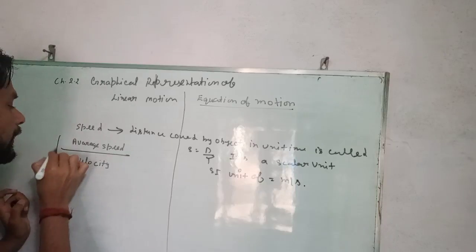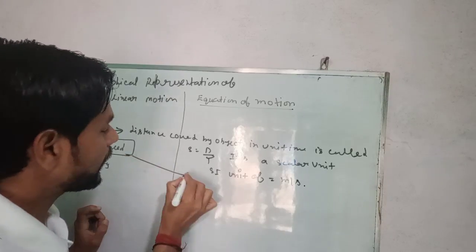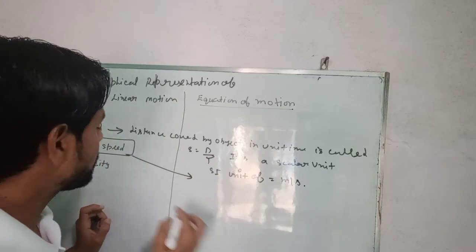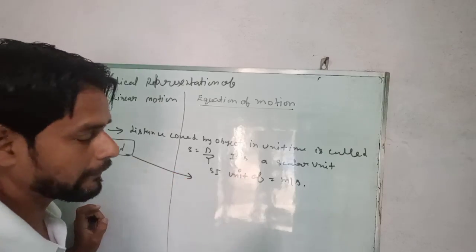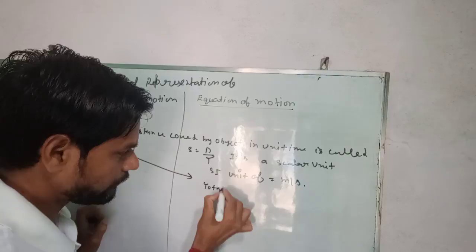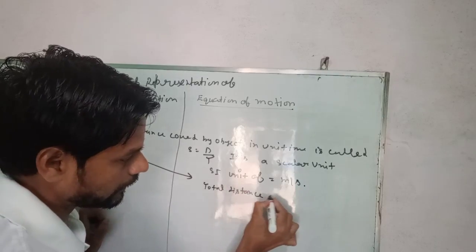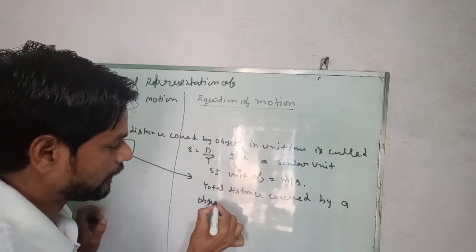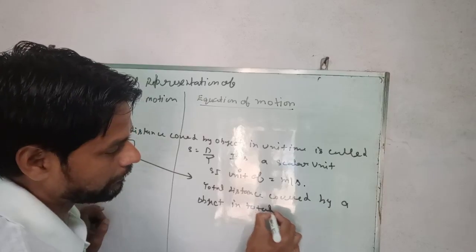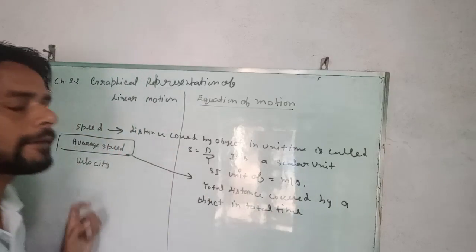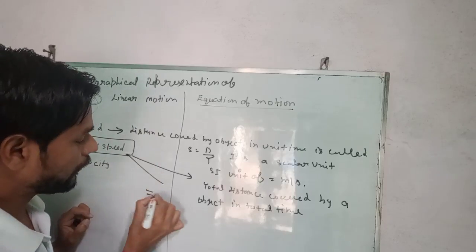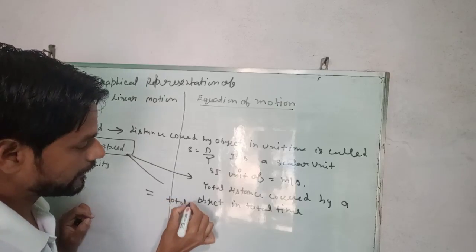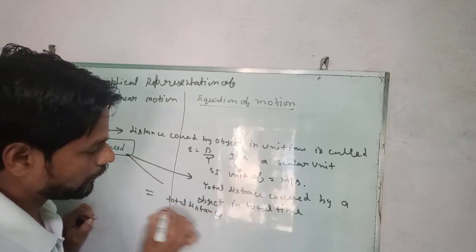The average speed. What is the average speed? Total distance covered by the object in total time is called the average speed. The formula of average speed is equal to total distance upon total time.